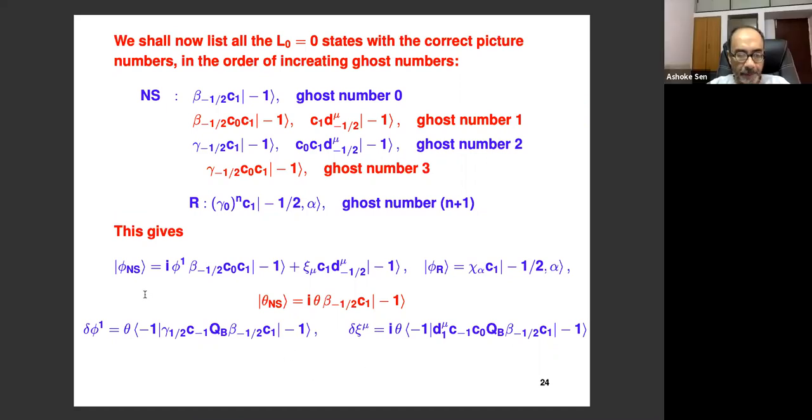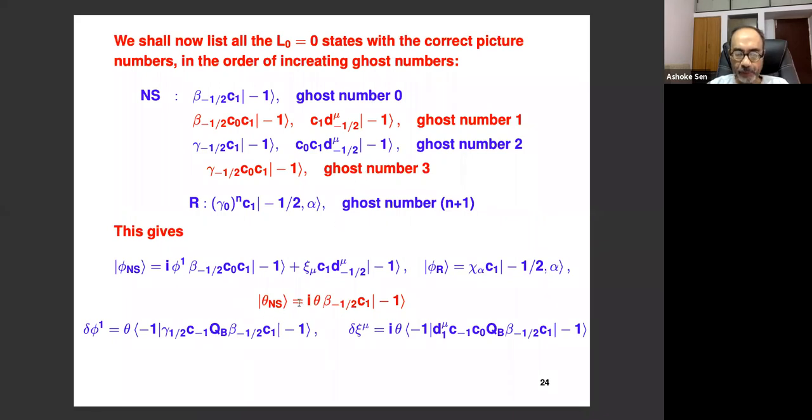Okay, so now we can calculate the gauge transformation. All right, the gauge transformation parameter: you can see from here, the Ramond sector doesn't have any ghost number 0 state, right? Because it's ghost number n plus 1 and n starts from 0 onwards. So the Ramond sector has no gauge transformation parameter. Okay, so there's no gauge invariance in this. For L0 equal to 0, there's no gauge invariance in the Ramond sector. The Neveu-Schwarz sector has one gauge transformation parameter because there's only one state of ghost number 0.